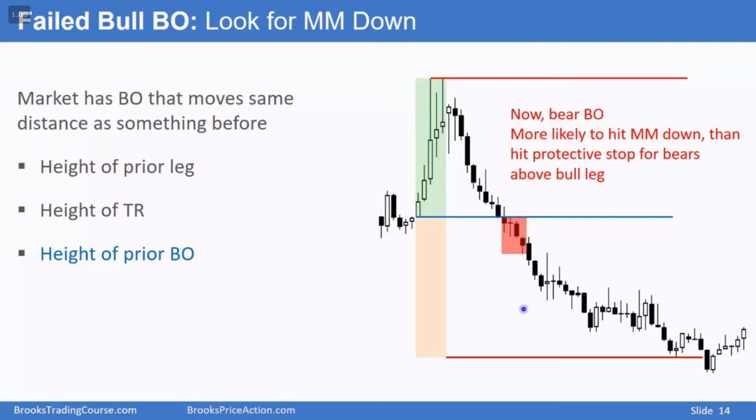I'm starting to look at measured move projections to the downside. When the market gets there, especially if the bear trend is weakening like this, bulls will buy for scalps below that low, and bears will begin to take profits.